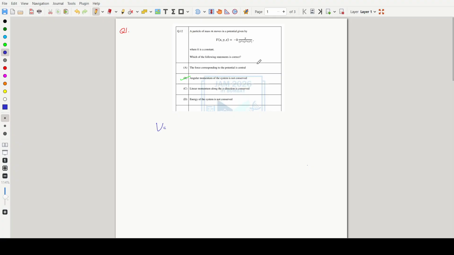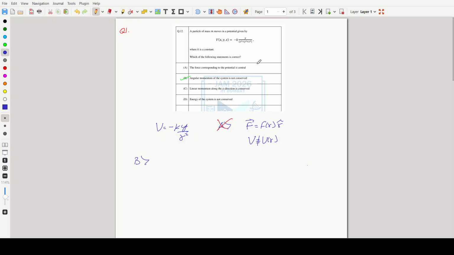So I've been given a potential, and if you notice, you can write the denominator as r square. Okay, the first option asks whether the force is central, and the answer is no, because as you all know, central forces exclusively depend on r and are pointed in the r cap direction. For a non-central potential, the force cannot be central. So option A is incorrect.